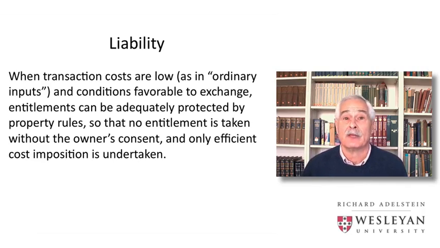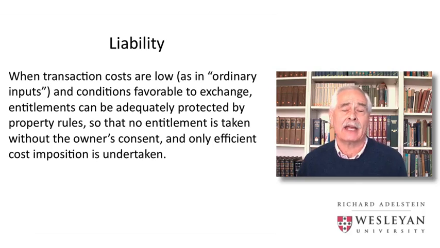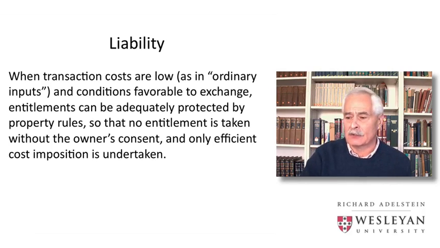is undertaken. Notice that in this case, there won't be any uncompensated cost imposition because conditions are favorable to exchange and because owners of entitlements can prevent cost imposition from taking place without their consent simply by refusing to surrender their entitlement. Where they have the ability to refuse to surrender their entitlement in this way, property rules are generally adequate to protect their entitlements, and free exchange will operate to allocate entitlements to their highest valuing owners.